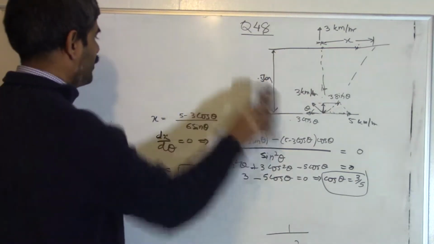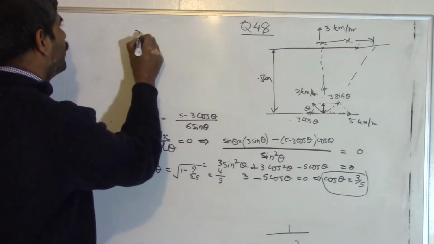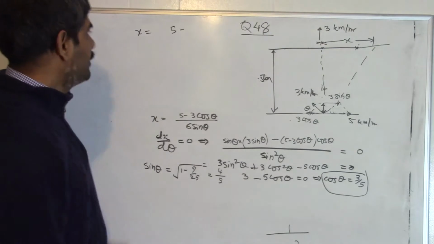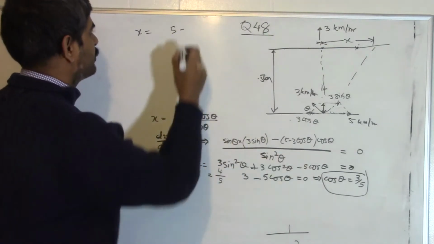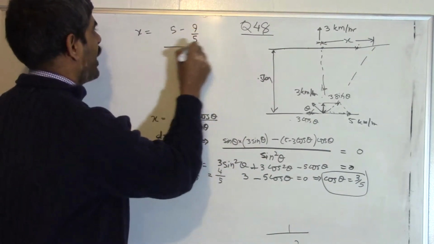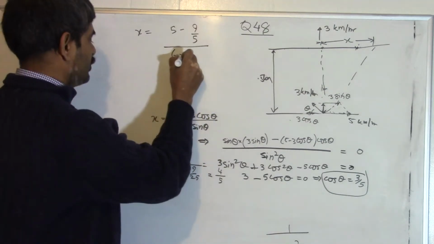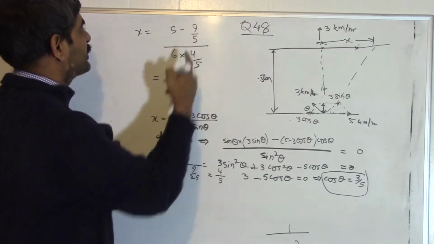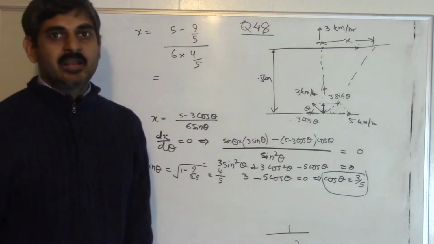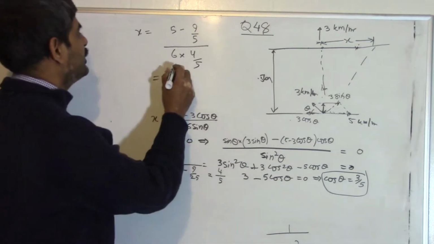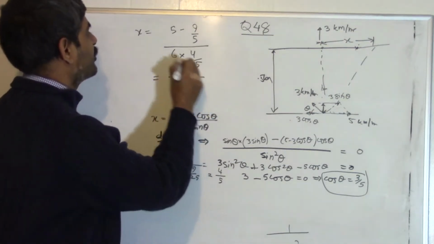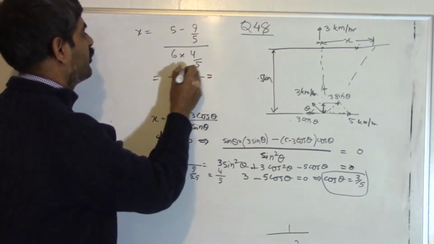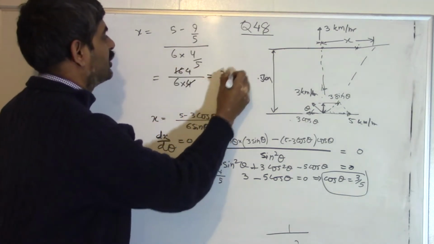These things can go away. So x will be equal to 5 minus 3 cos theta, which is 3 by 5. 3 by 5 into 3 is 9 by 5, divided by 6 into sine theta, which is 4 by 5. The 5s cancel. 25 minus 9 is 16, divided by 6 into 4. So this is 4, and this is 2 by 3 kilometer.